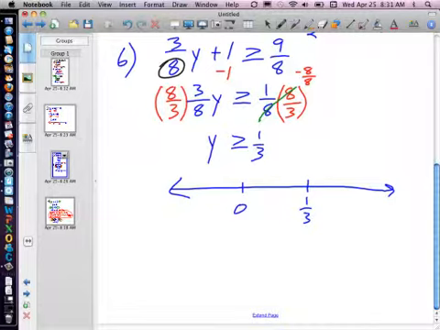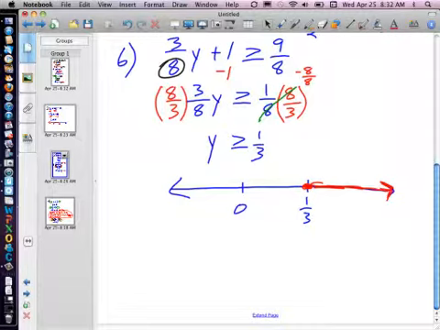So y is greater than or equal to 1/3. So the boundary is shaded because 1/3 is an answer. And we're going to go greater than. Now, to be more reassured, you could actually choose the boundary and then choose something just on the other side of the boundary to see if it makes sense. For instance, if we plugged in 1/3 exactly here, we would get 1/8 plus 1, so 9/8 is greater than or equal to 9/8. So we know that that's true. So 1/3 is right on the edge of equality there.